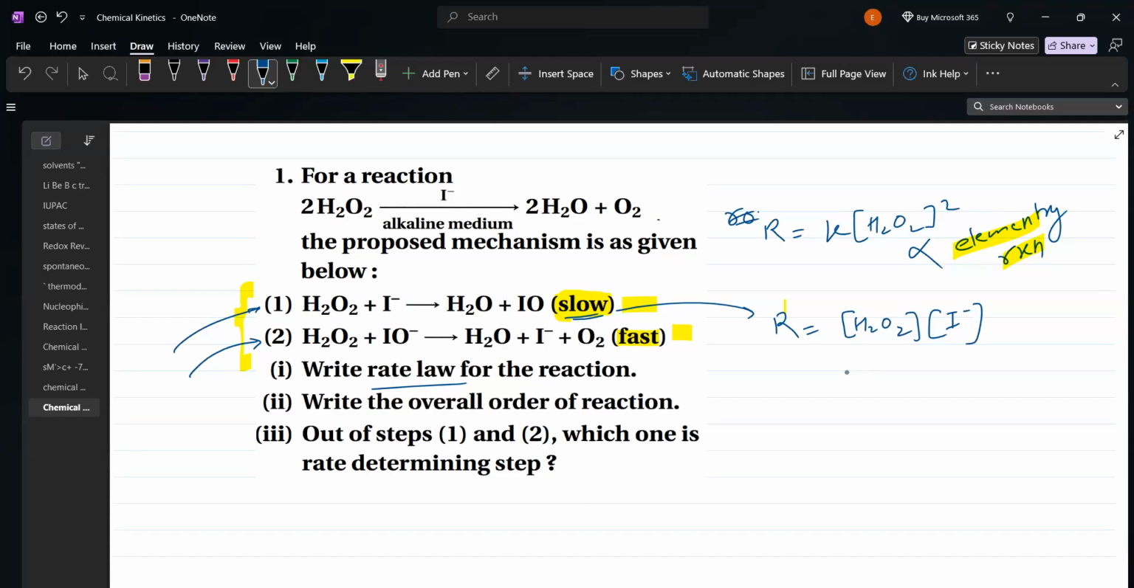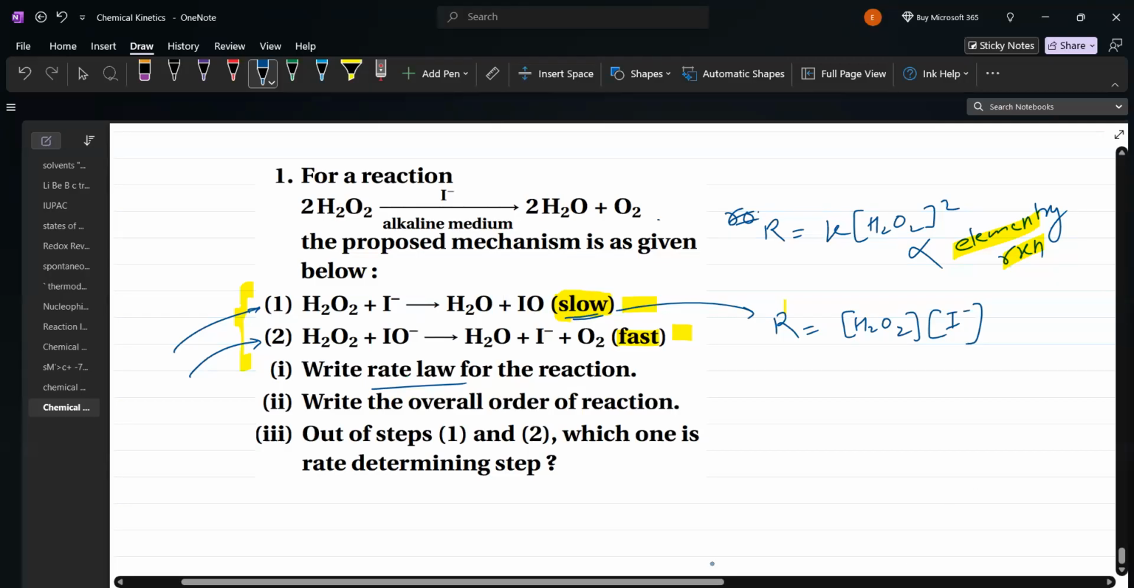Please let me know which part you have understood. I can repeat or explain if you haven't got this. Zana? Got it, sir. Now what we are seeing is the overall order of reaction. Zana, you tell me, what should be the order of reaction? What is the order of reaction?